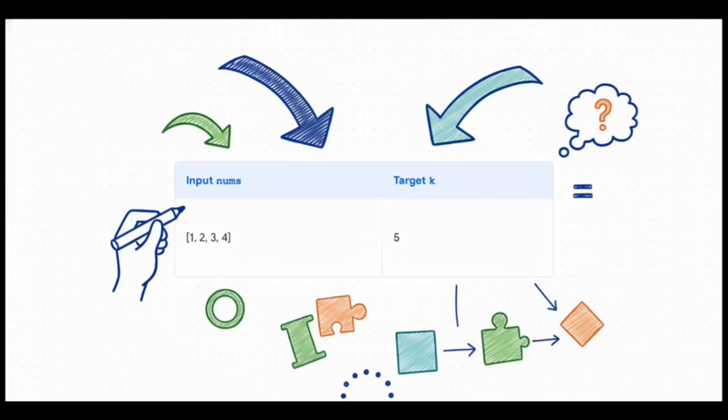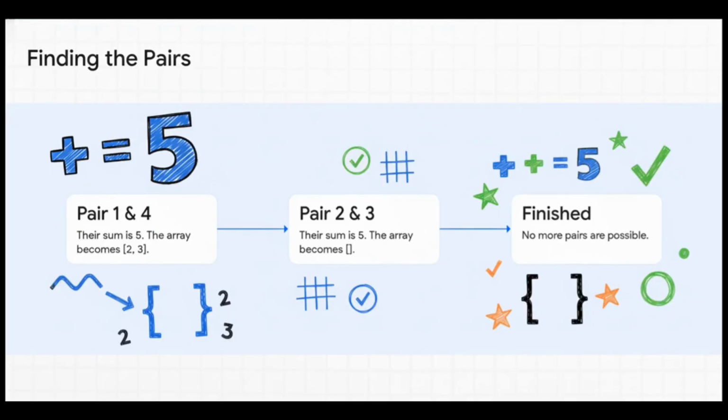Okay, here's our setup. Our list of numbers is super simple: 1, 2, 3, and 4. And the target sum we're aiming for, our k, is 5. Looks pretty straightforward, right? So let's start looking for pairs. Right away, you can probably spot that 1 plus 4 equals 5. That's a match! So we count that as one operation and pull them out of the list.